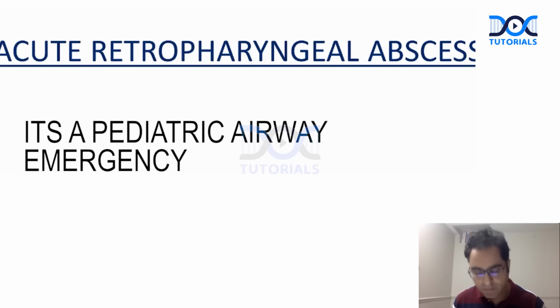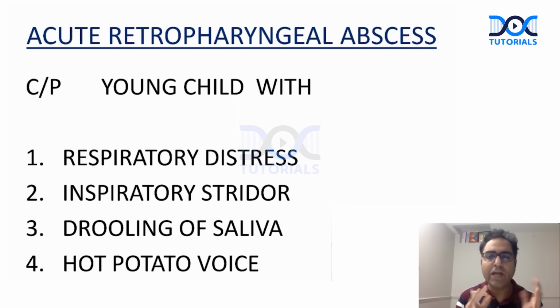What will be the symptoms of this patient? The patient will have an age profile of 2 or 3 years, a very sick patient, with a lot of respiratory difficulty. There will be inspiratory stridor, noisy breathing, difficulty in swallowing, the patient not taking milk or feeds, saliva drooling out, and again the voice is a hot potato or plummy voice.